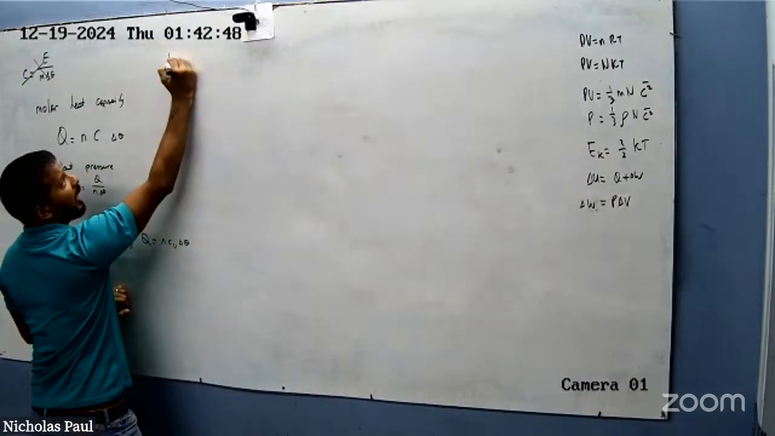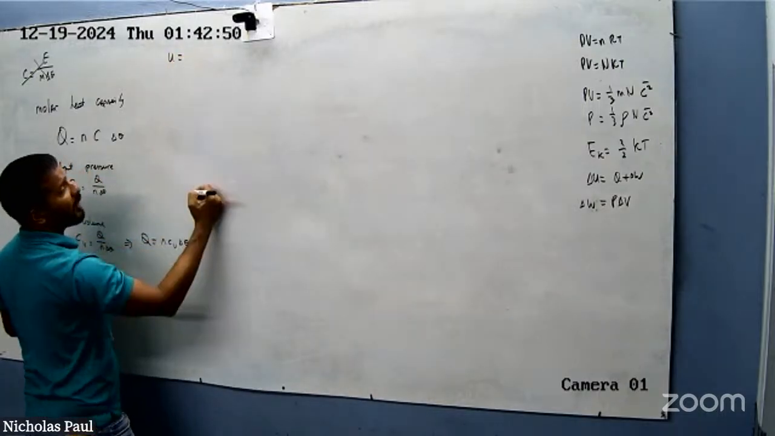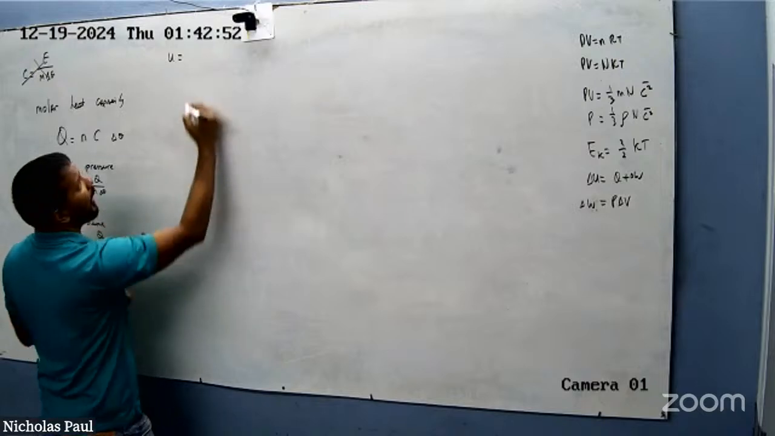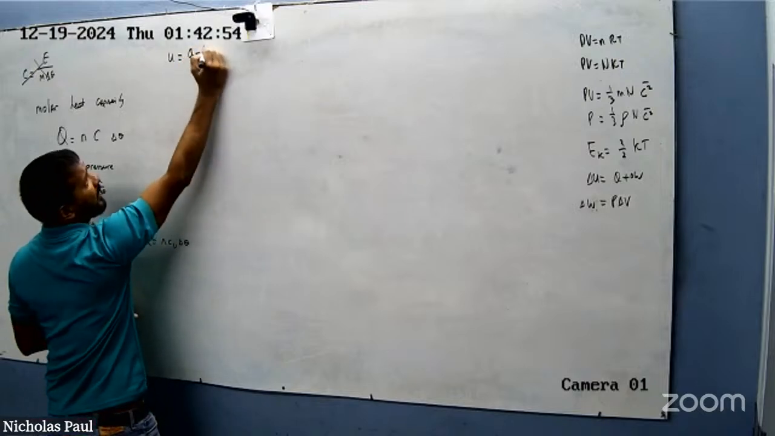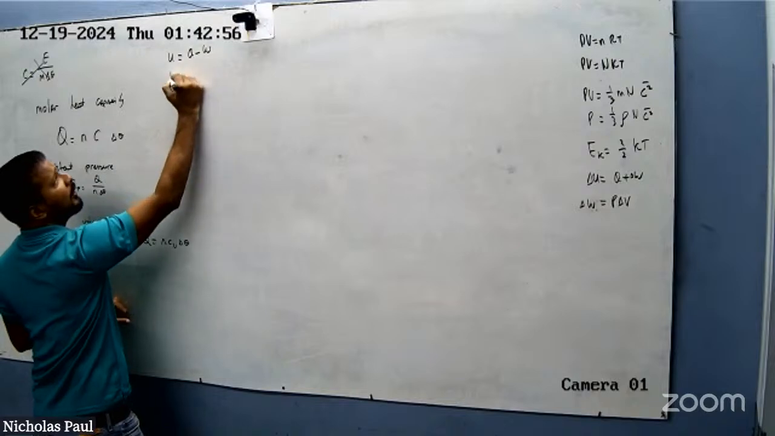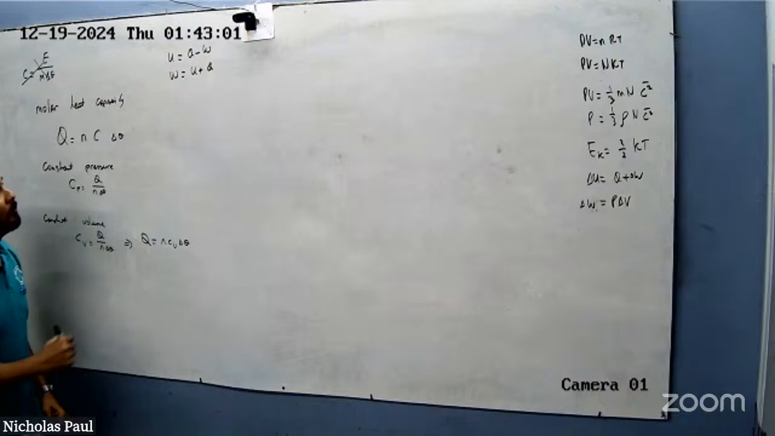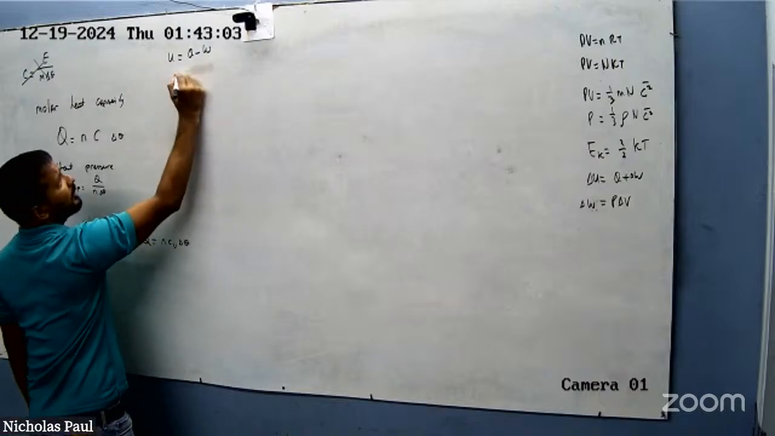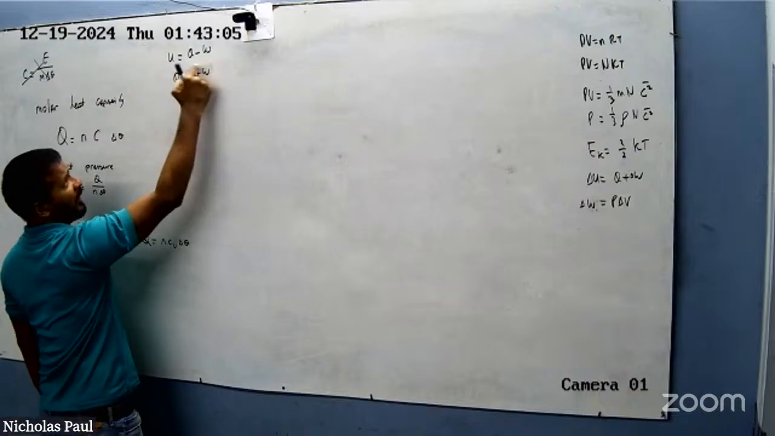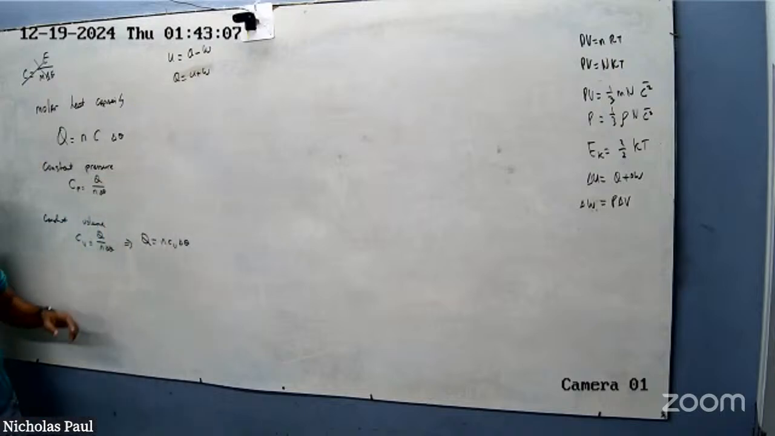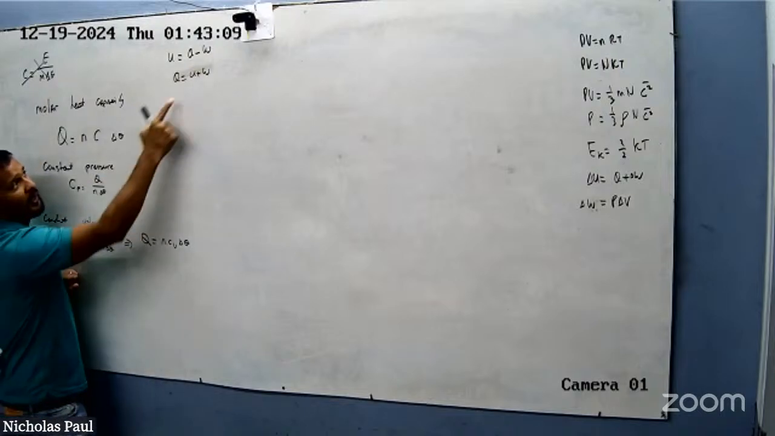I'm using ΔU is equal to Q minus W. I'm doing work done on. So W is equal to U plus Q. Sorry, Q is equal to U plus W. I'm using this, so watch this here. Q is equal to U plus W.